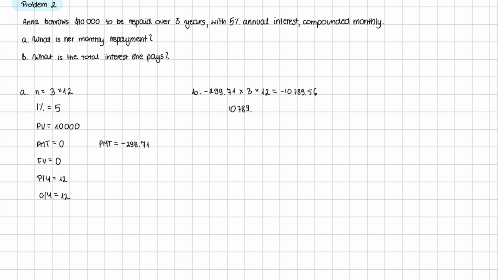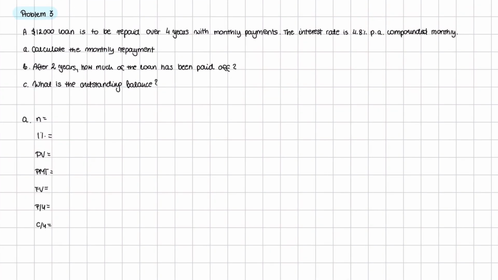and the total interest that she pays is basically our repayment minus our loan, so just 10,789.56 minus 10,000, and it is of course $789.56.